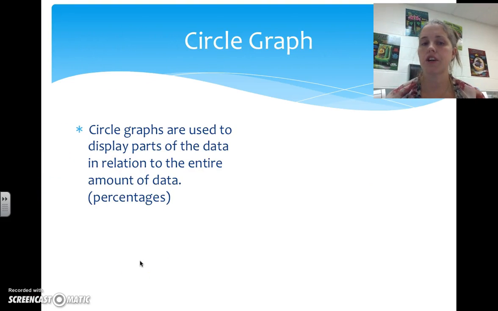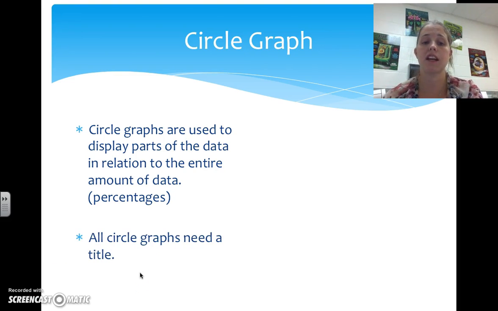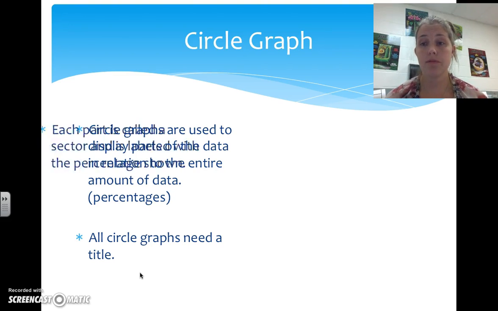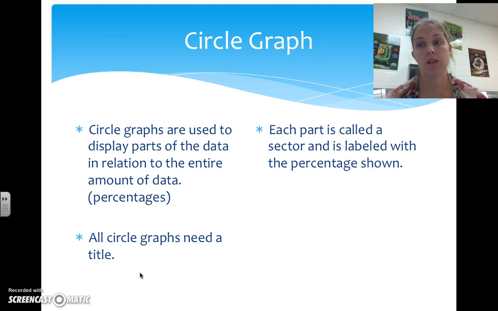Circle graphs, or pie charts, are used to display parts of the data in relation to the entire amount of data, or percentages. Whenever we have a percentage, we use a pie chart or a circle graph. All circle graphs need a title. All graphs need a title, by the way.